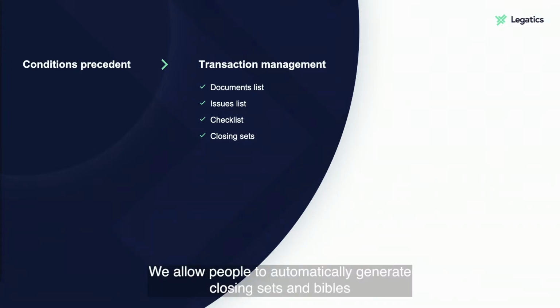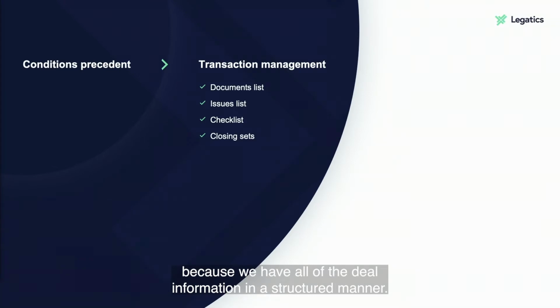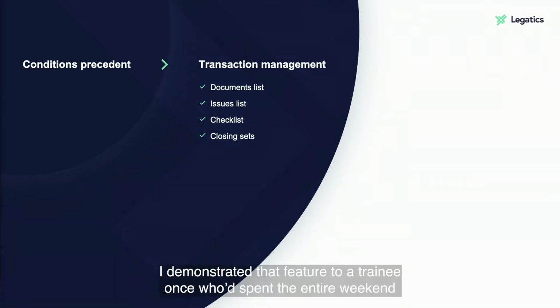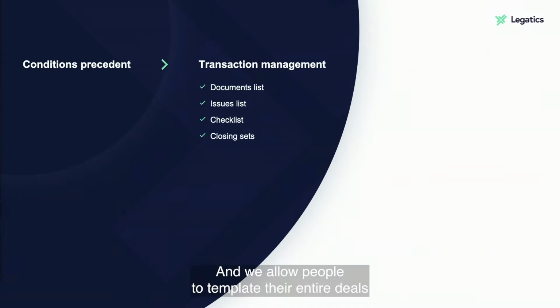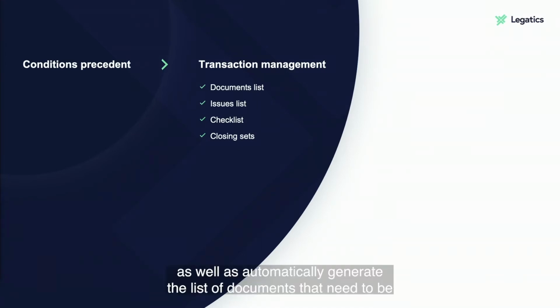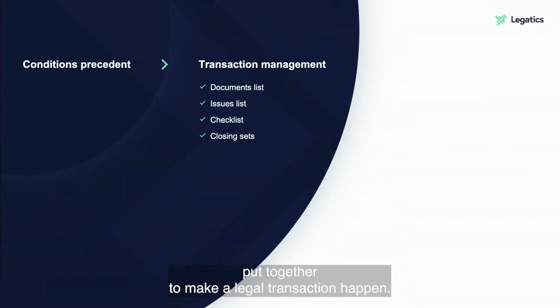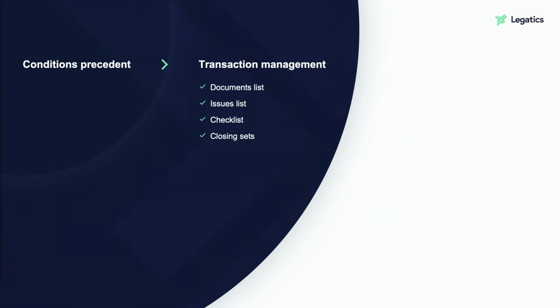We allow people to automatically generate closing sets and Bibles because we have all of the deal information in a structured manner. I demonstrated that feature to a trainee once. She'd spent the entire weekend creating a Bible and cried when she saw it happen in a single click. And we allow people to template their entire deals, as well as automatically generate the list of documents that need to be put together to make a legal transaction happen.